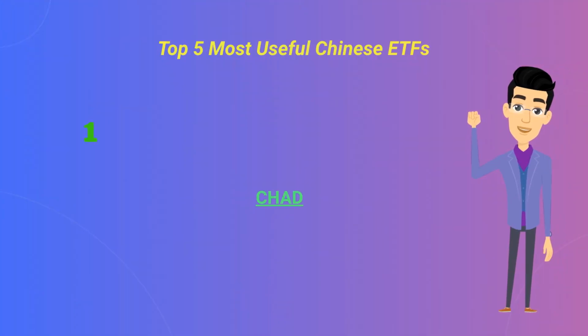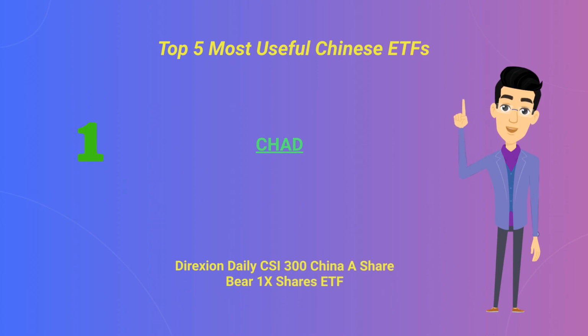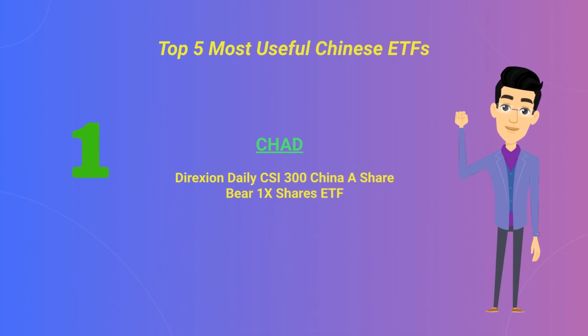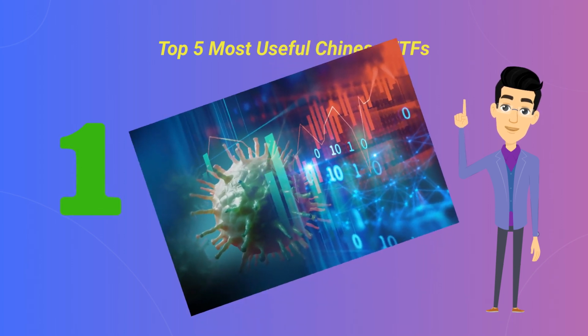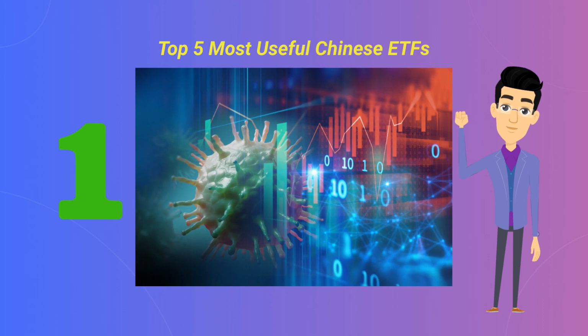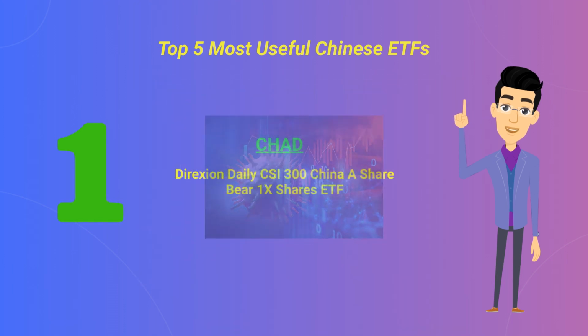The number 1 most useful China-based ETF is CHAD, the Direxion Daily CSI 300 China A Shares Bear 1X Shares ETF. In these uncertain times, with market volatility reaching extremes that we have not seen in over 10 years, it is a welcome sight to have an ETF that is designed to hedge our long-only holdings. Since we cannot easily sell short Chinese stocks and access to Chinese futures is limited, CHAD is the next best instrument if you want to go short the Chinese markets to mitigate some of your exposure.